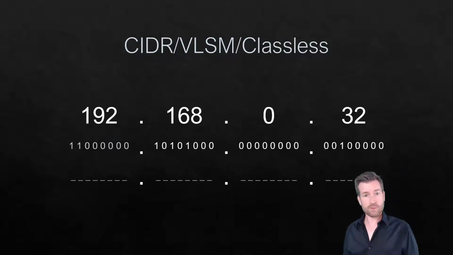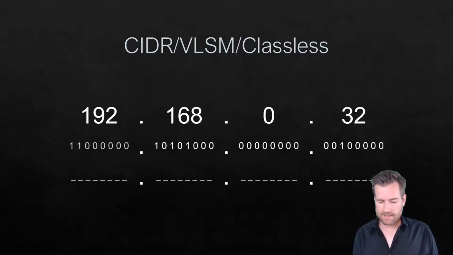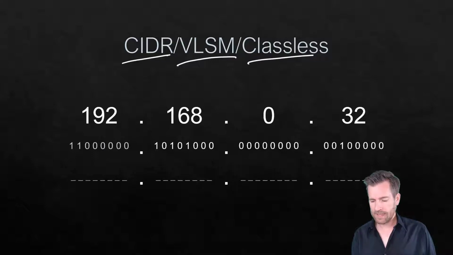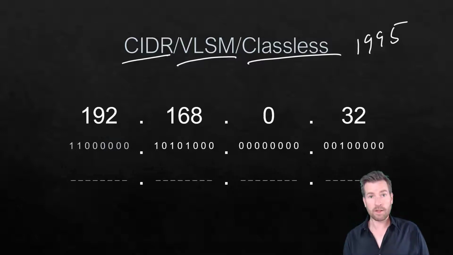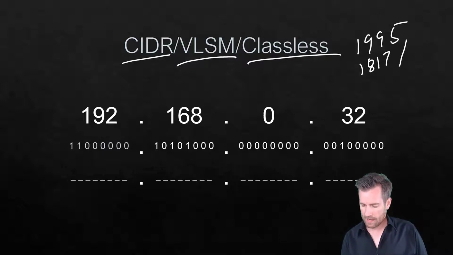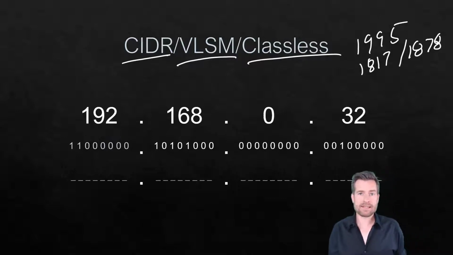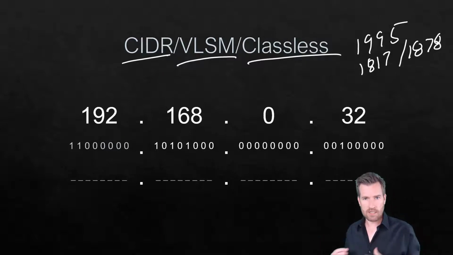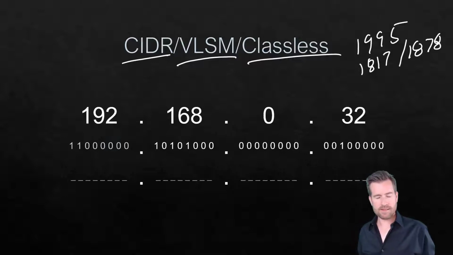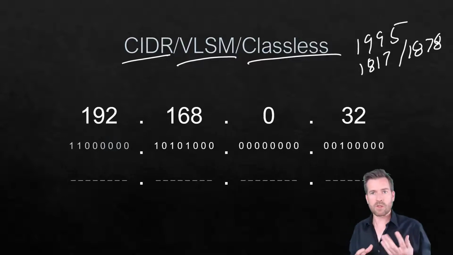Then we have a few things that come out that define CIDR, VLSM, and classless routing. These come out all around the same time in 1995, and a couple of the RFCs that define some of this are 1817 and 1878. And the problem is that even with the subnetting, we still start running out of subnetting space, and our needs are changing, our needs are growing. And so CIDR and VLSM, and classless routing, there's a lot that goes into that.